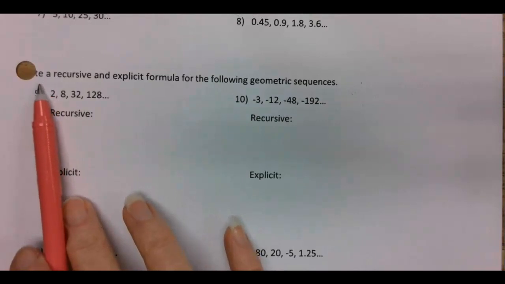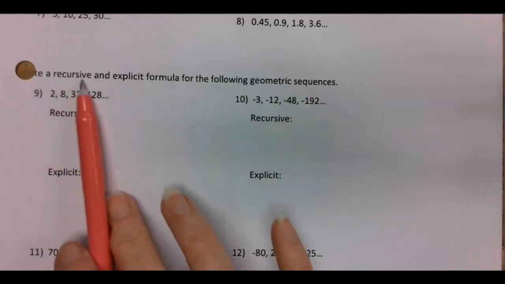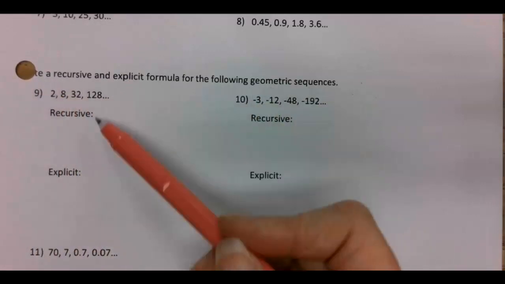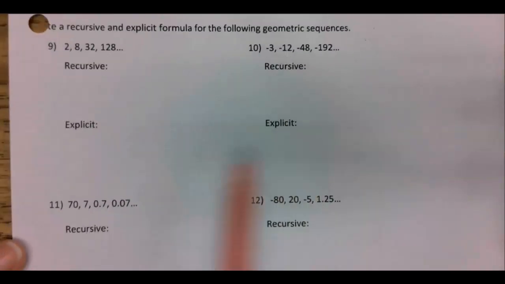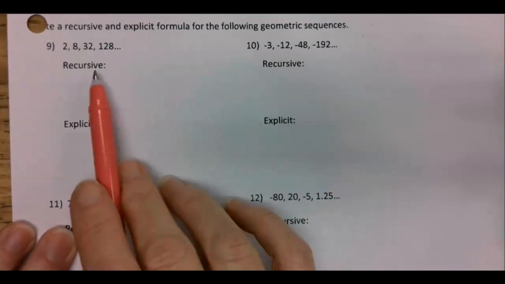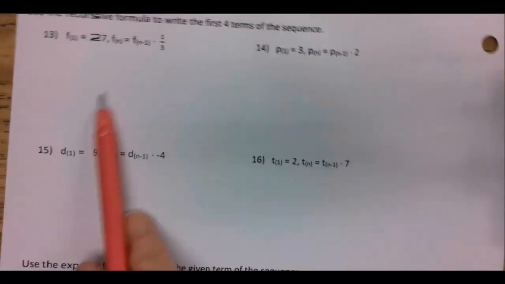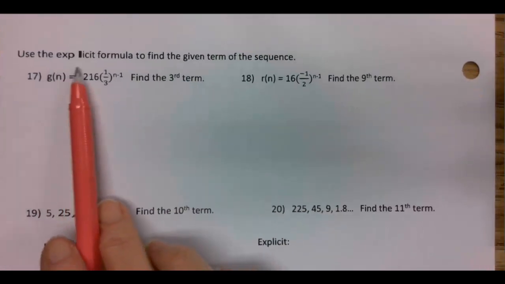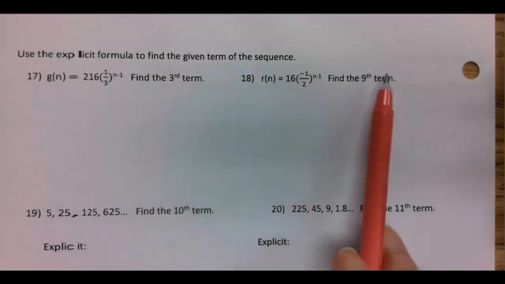What does that word say? State, give a recursive and explicit formula for the following. You have to find the recursive and the explicit formula for this geometric sequence. All of these are geometric sequences. You're going to find the recursive and the explicit. Use a recursive formula to write the first 4 terms of the sequence. No problem there. Use the explicit formula to find the given terms of the sequence: find the 3rd term, 9th term, 10th term, and 11th term.